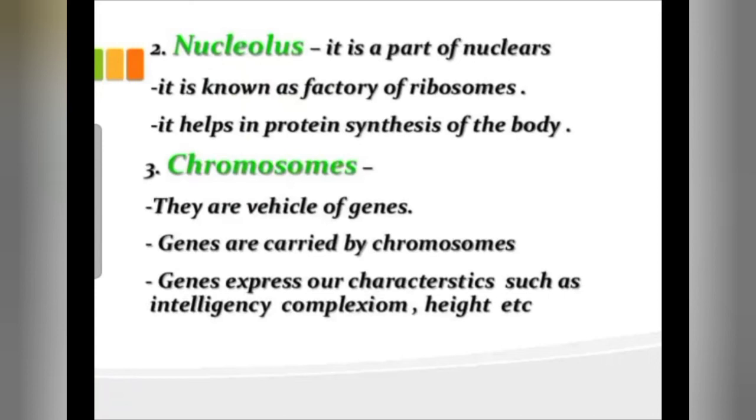Genes are carried by chromosomes and genes express our characteristics such as intelligence, complexion, height, etc. So we can say that genes transfer the characteristics from parents to their offspring. Chromosomes contain information for inheritance of the features from parent to next generation in the form of DNA. Chromosomes are composed of DNA and protein. The DNA molecules contain information necessary for constructing and organizing the cell. The functional segments of DNA are called genes.